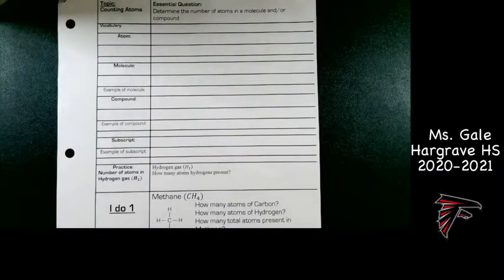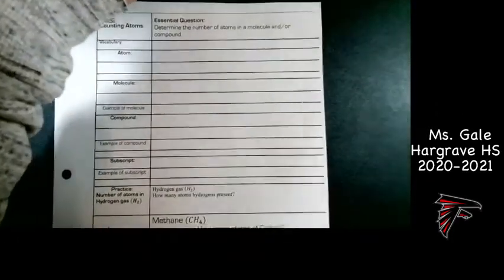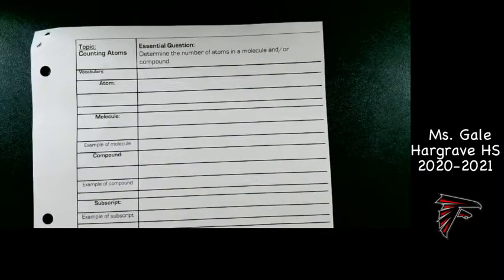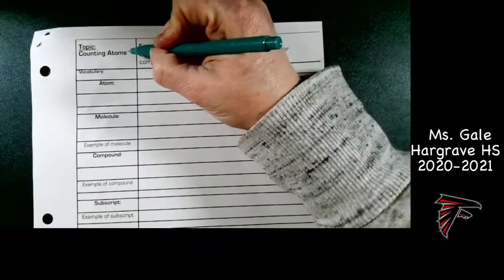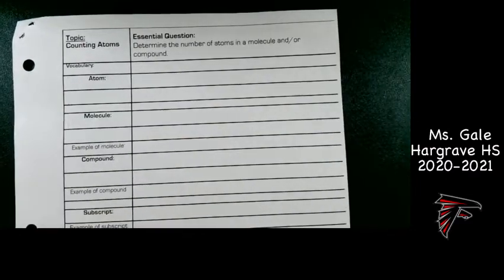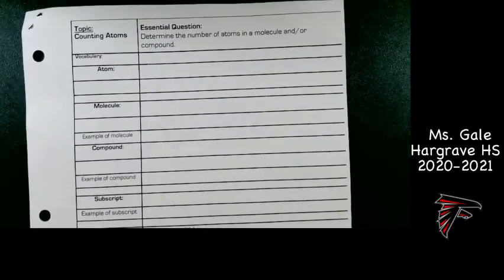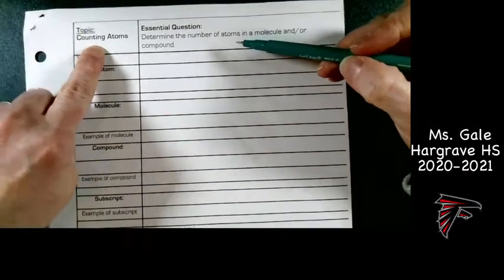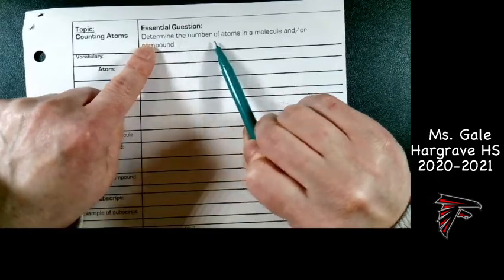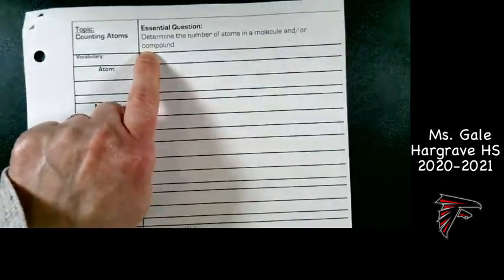All right, so today, this is what we are doing. I'll bring y'all down a little bit so y'all can see. All right, so our topic is counting atoms. There we go. So counting atoms. Our essential question is: determine the number of atoms in a molecule and or compound.